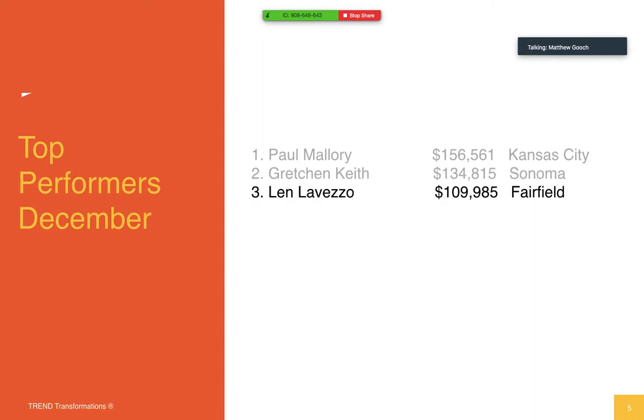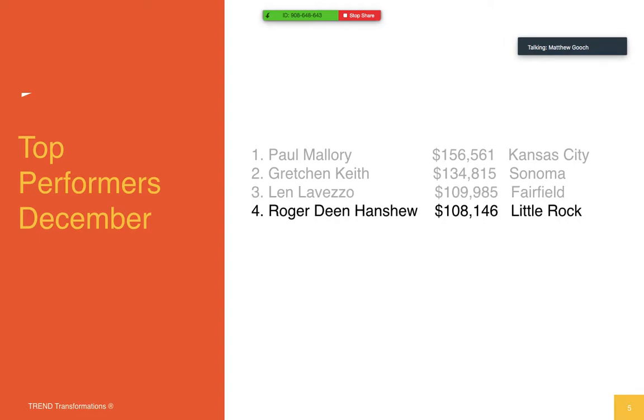Lynn up there in Northern California, as I say every month, they've got just an amazing team up there that really are consistent. Lynn has put up another nice month of $109,985. Roger Dean Hanshoe, out of Little Rock, had a nice month as well, $108,146. So congratulations to you. And Tricia Paulson at $104,728 out of Sioux Falls. Very, very nice numbers as well.